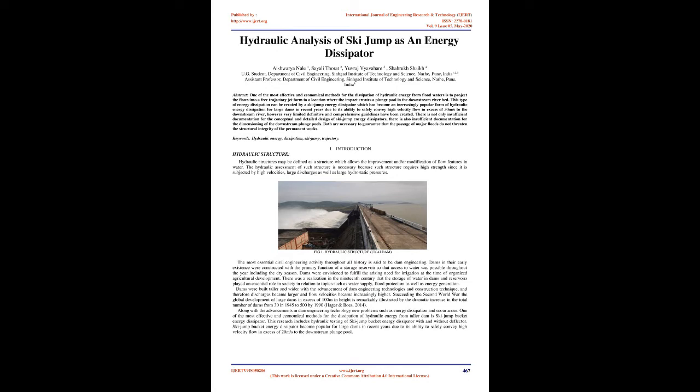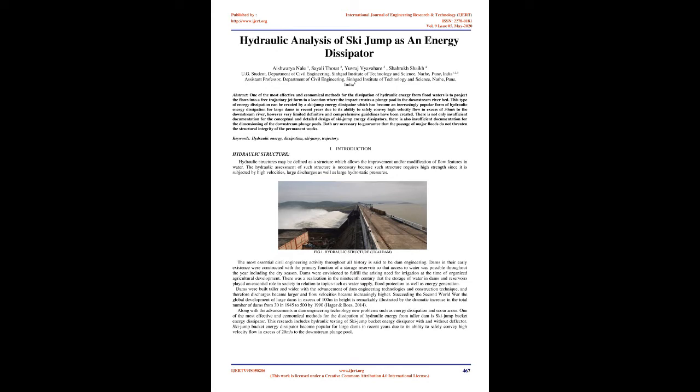project the flows into a free trajectory jet form to a location where the impact creates a plunge pool in the downstream riverbed. This type of energy dissipation can be created by a ski jump energy dissipator, which has become an increasingly popular form of hydraulic energy dissipation for large dams in recent years due to its ability to safely convey high-velocity flow in excess of 30 m/s to the downstream river.